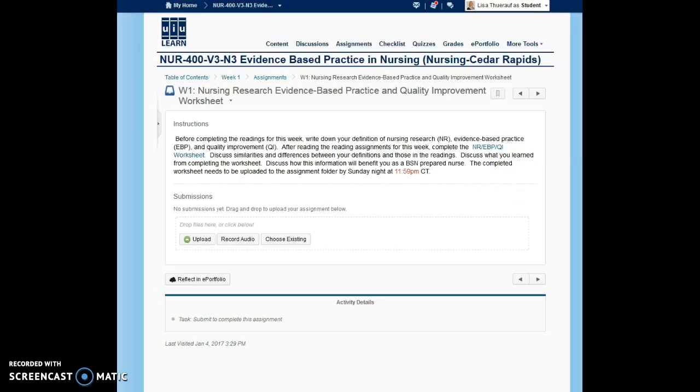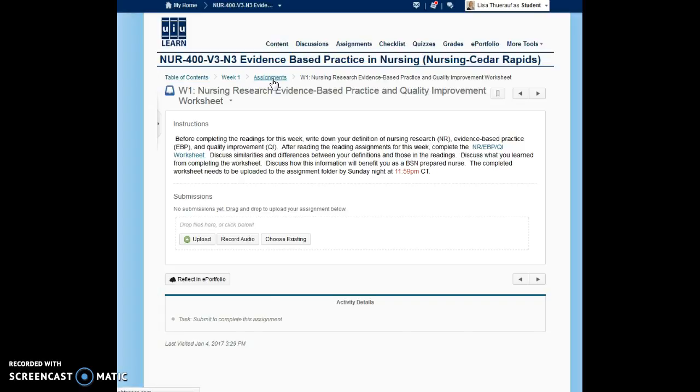So you are going to get points for uploading the worksheet completed, and you will get points for participation in class. So it is going to be really essential to come to class with this worksheet at least partly done or all done, so that we can have some good discussion in the classroom.